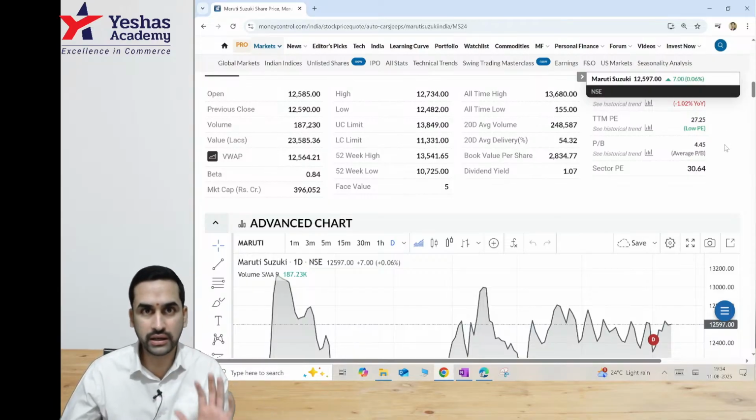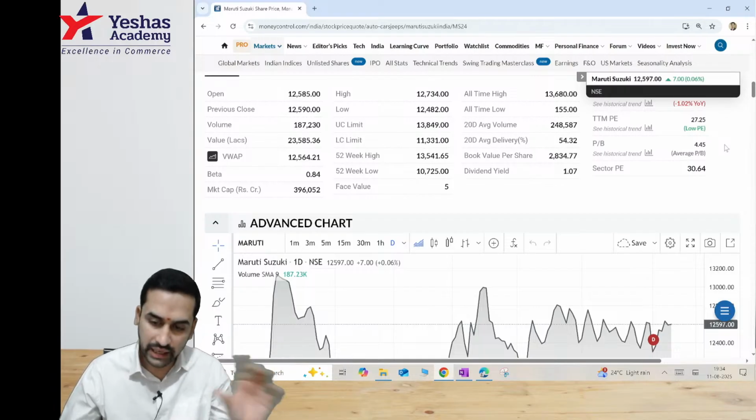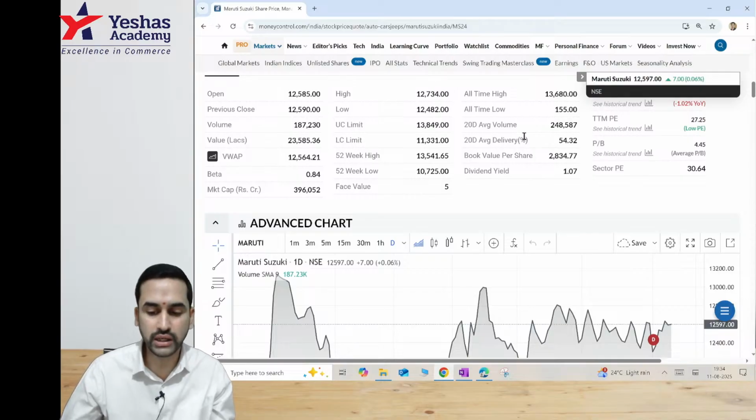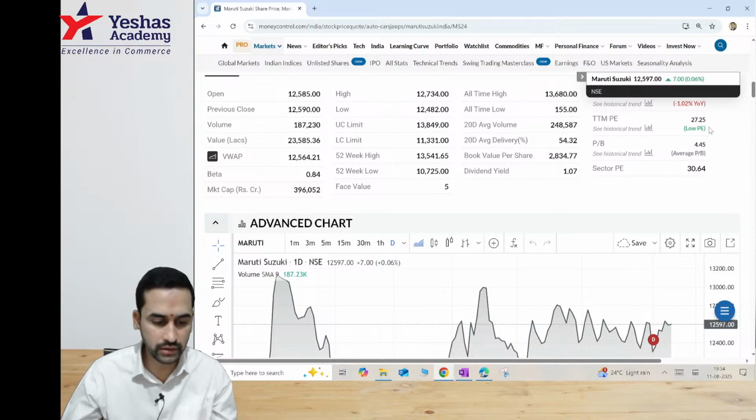Maruti Suzuki is a car company. That means they would have compared it with other car companies like, say, Tata Motors and others. When they compare that average, they believe that Maruti Suzuki's PE ratio is slightly lower. I'll show you which are the companies that they compare also.